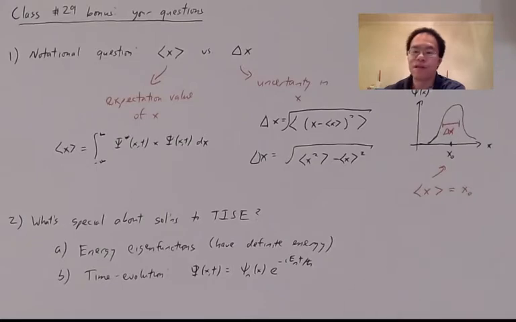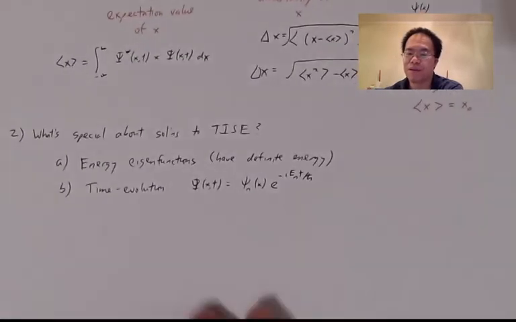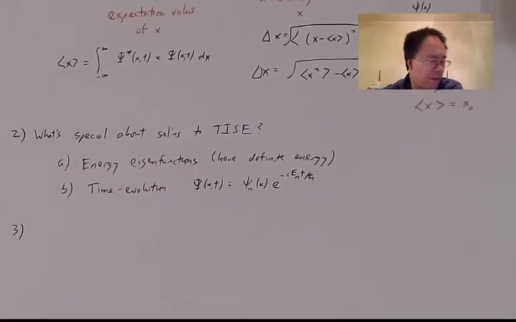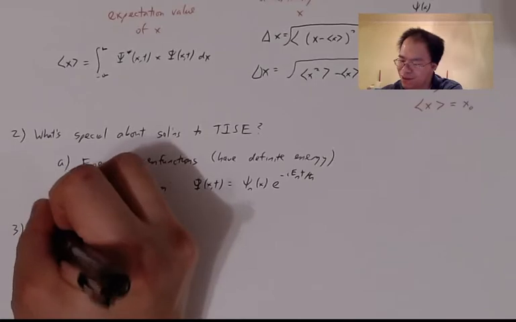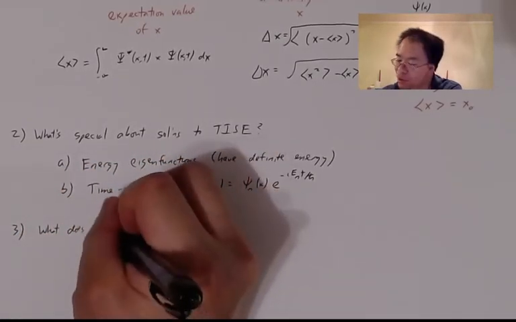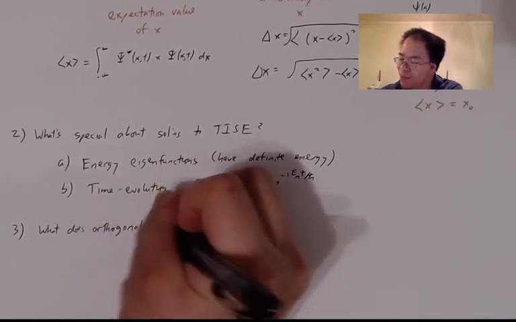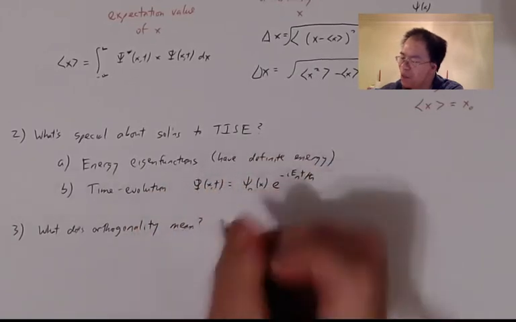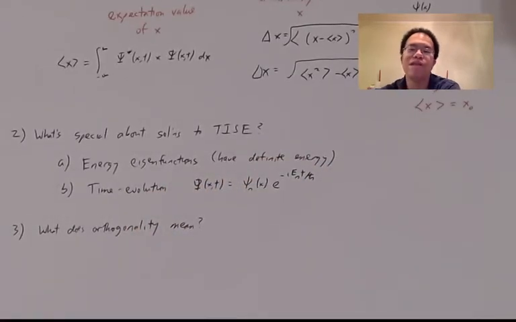So the third question that I wanted to address, which is a very good question, is: what does it mean for two wave functions to be orthogonal? What does orthogonality mean? I think the question is not so much what it means mathematically, but what it physically means for two wave functions to be orthogonal.